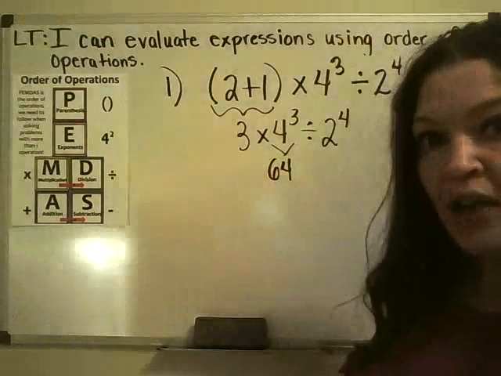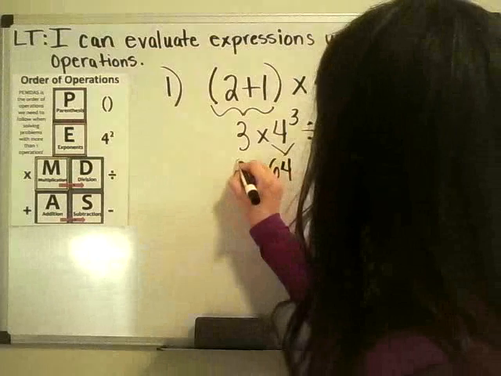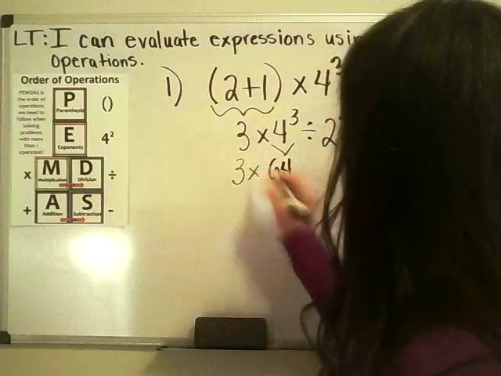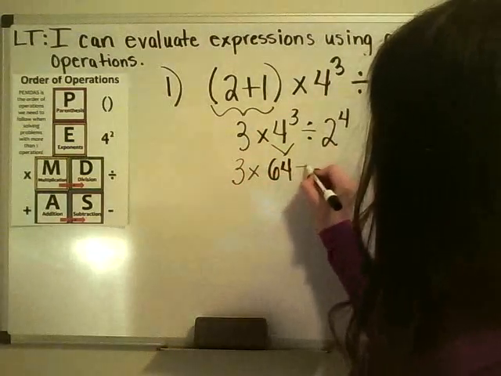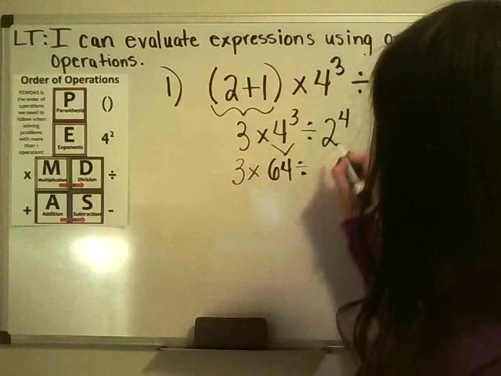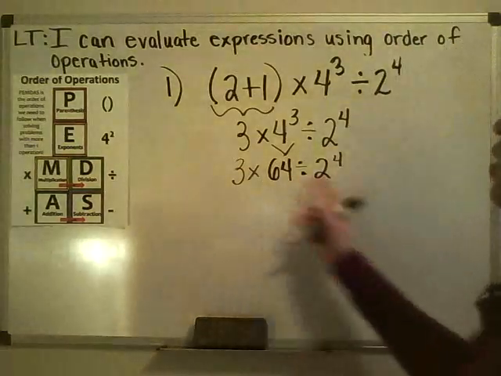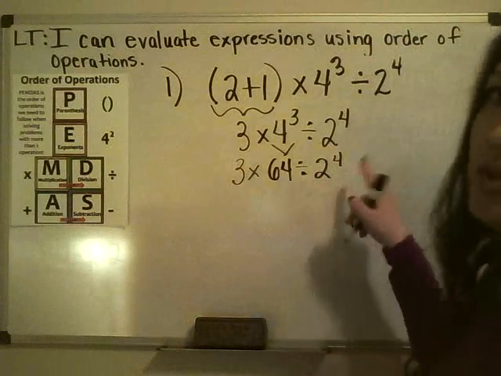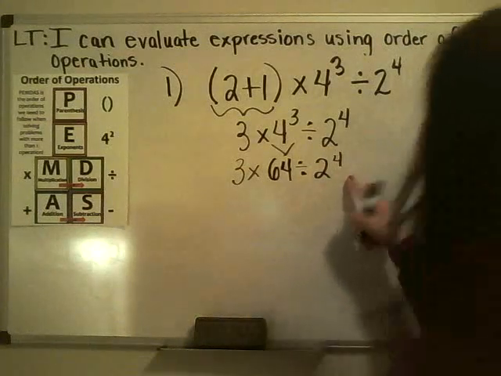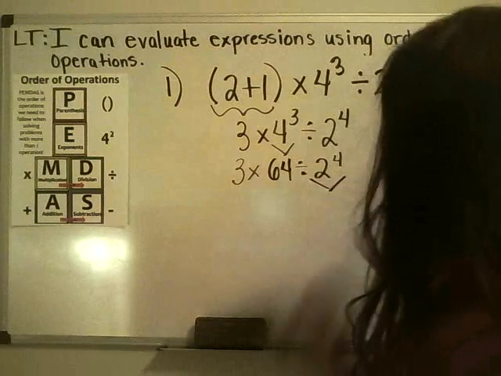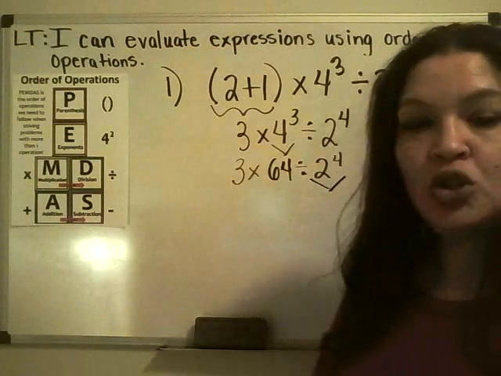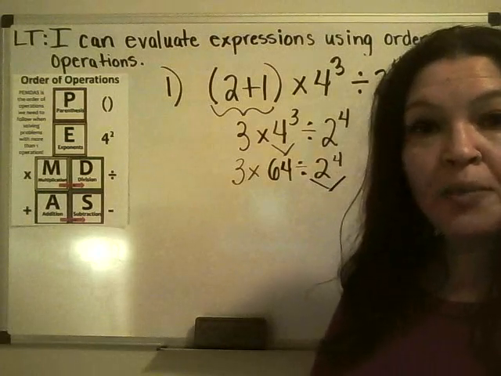Bring down everything you have left. I have a 3 for the multiplication and a division right here and a 2 to the 4th power. Since you still have exponents, you still need to work on that next, okay? So exponents go next, all right? 2 to the 4th power.